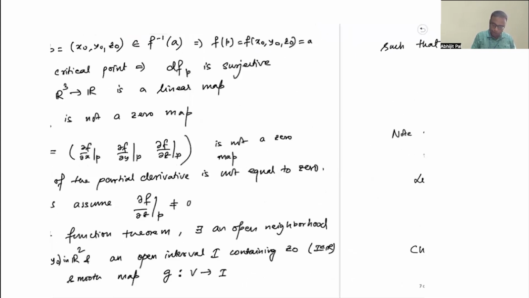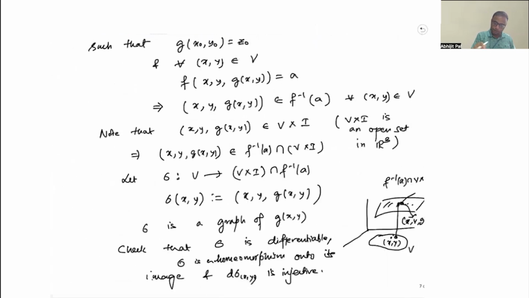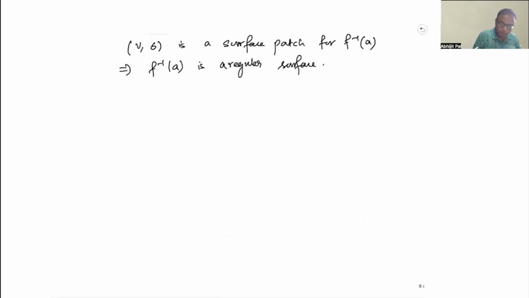So only note here that this map G may not be smooth. I have taken any differentiable map F. If that map F is smooth, then I'll get a smooth map G. So this is not required. Here I'll get a differentiable map G from V to I. So f inverse a is a regular surface.